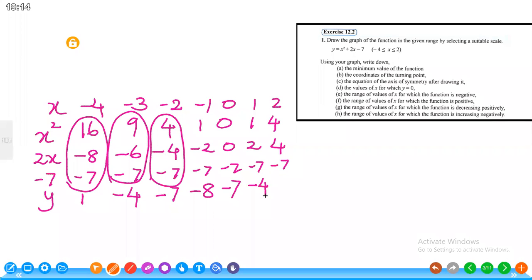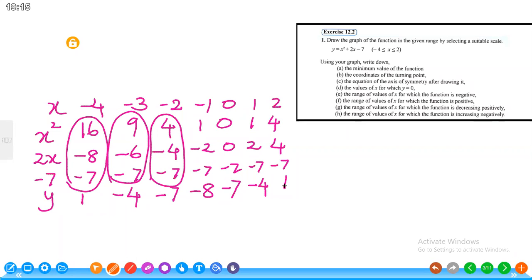Here plus 1. Now look at the values of y. As you know, the graph is symmetric. So the values of y are equal to each other on both sides, right? Here 1, also here 1. Here negative 4 is also equal to negative 4, right? Here negative 7. So you must check whether it is correct or not.